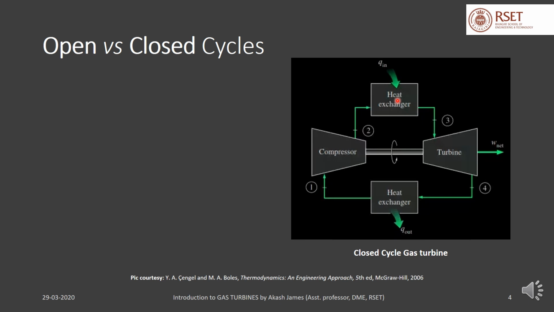So it is important to note that the working fluid itself does not undergo any chemical change. The hot working fluid is then expanded through a turbine. The waste heat is rejected in another heat exchanger and gets cycled back to the compressor. Since there is no chemical change in the working fluid, it can be allowed to complete the cycle. Now let's see an open cycle.